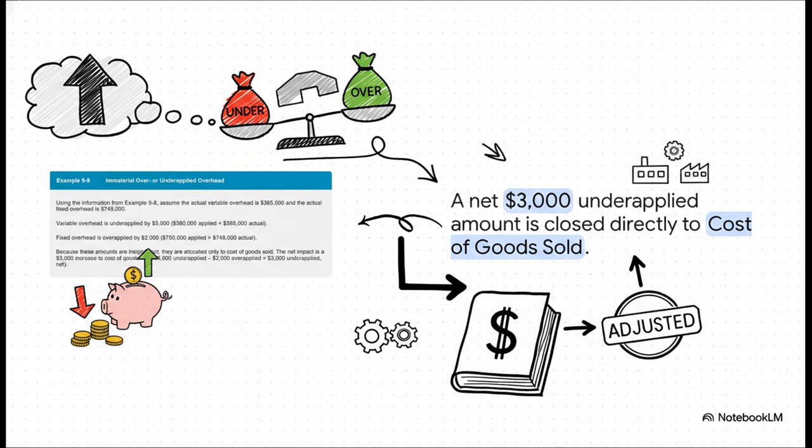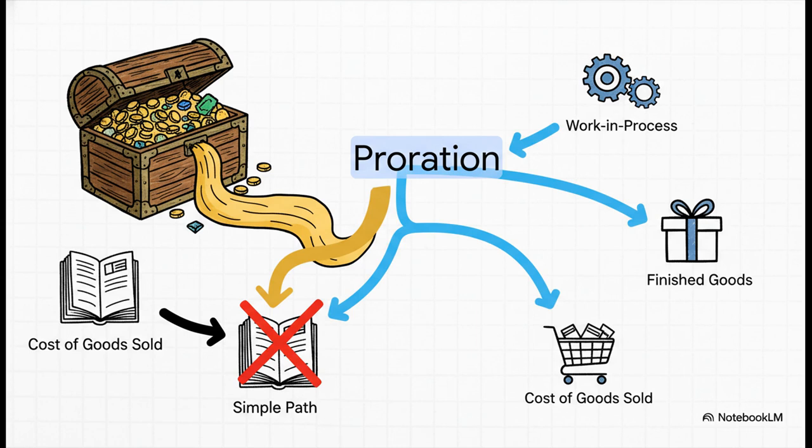Here's a perfect example. This company was a little under on one estimate, a little over on another. The net difference was only $3,000. Since that's considered insignificant, they just add that amount to their cost of goods sold for the year to make the books balance. Easy peasy. But what if the number is big? What if it's a significant amount that could actually mislead someone who's reading the financial statements? Well, in that case, we need a much more precise method called proration.